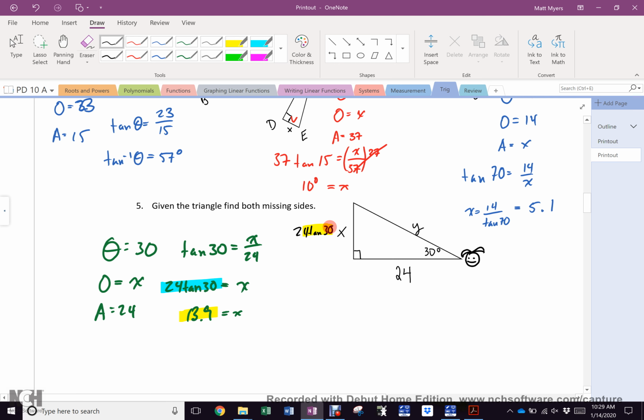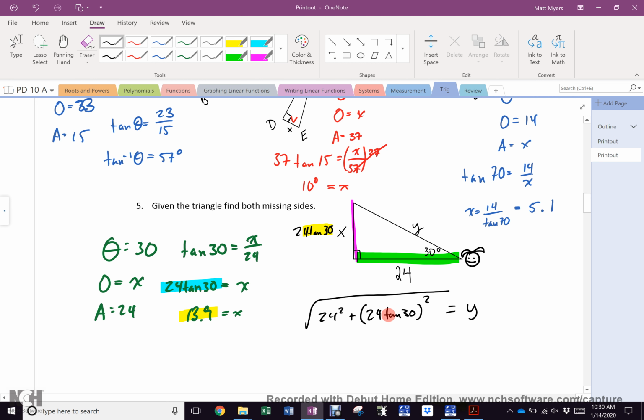there. Now, isn't that a leg and a leg? And this is a 90-degree triangle, isn't it? So isn't the square root of 24 squared plus (24 tan 30) squared equal to y?